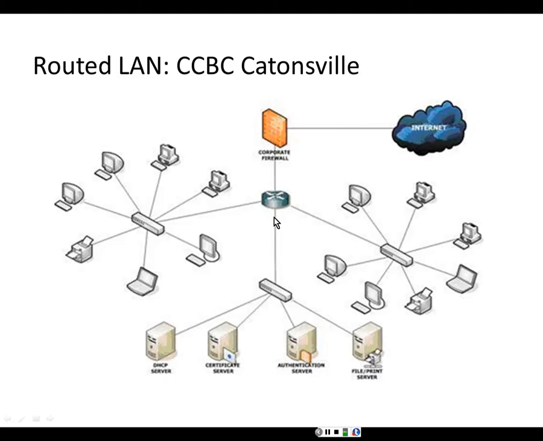This is a diagram of the network at CCBC Catonsville, and we have multiple buildings. In each building there is a switch, and that switch connects all the PCs together in that building. In another building you have a switch that connects all the computers together in that building. In our data center we have a switch which connects all the servers together. And in the middle of campus there is a router.